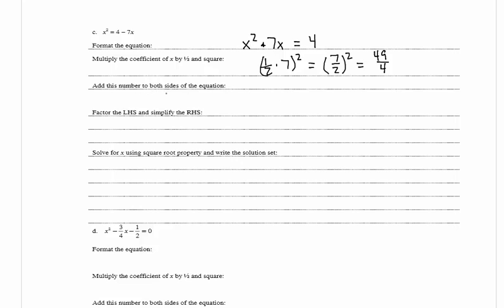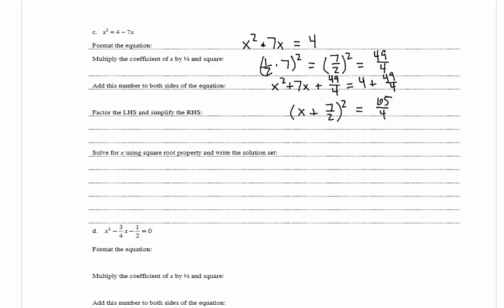And they want us to add this number to both sides of the equation. So we have x squared plus 7x plus 49 divided by 4 is equal to 4 plus 49 over 4. And now they want us to factor the left-hand side and simplify the right-hand side. So we have x plus 7/2 squared is equal to, and 4 can be written as 16 over 4, and 16 plus 49 is equal to 65, all divided by 4.